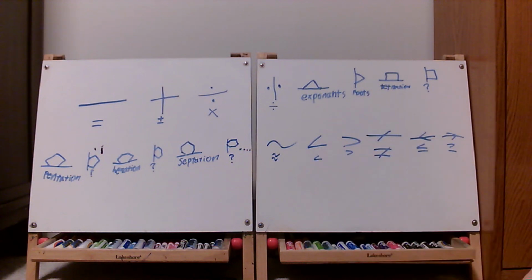So our roughly equals, once again it just lost a line. Greater than and less than have not changed. Not equal to, once again lost a line. And I just did that to equal or less than, or equal or greater than, just because.